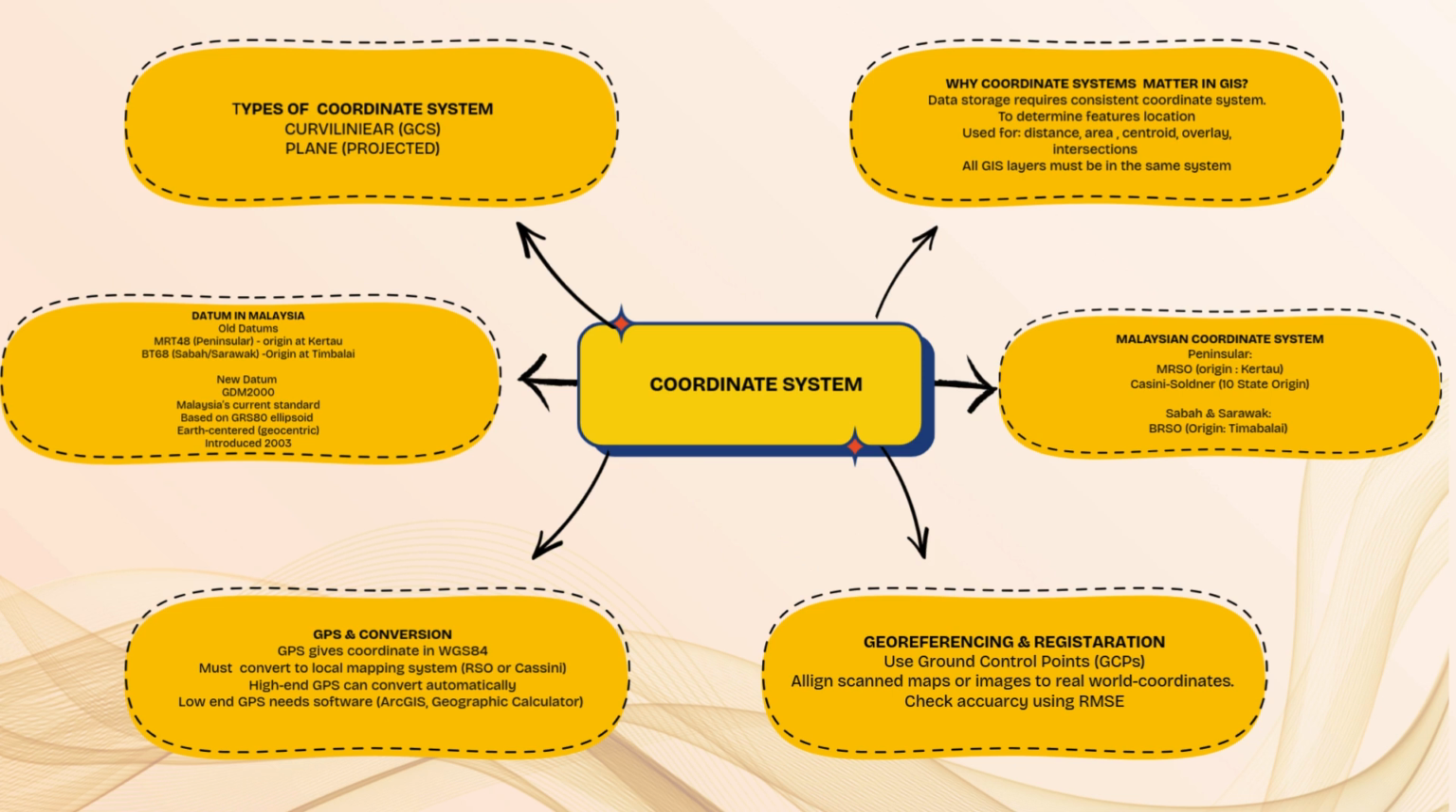So basically, in Malaysia, topographic mapping is commonly based on the RSO system, while cadastral mapping in Peninsular Malaysia uses the Cassini-Soldner system. The previous datums such as MRT48 and BT68 have now been replaced by the geocentric national datum, which is GDM 2000.